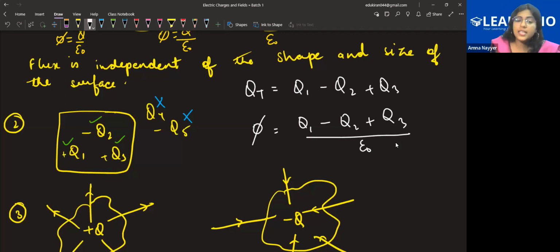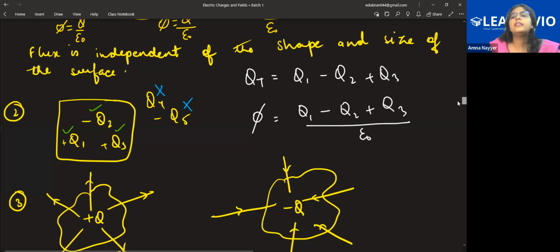Just see all the charges that are included within the closed surface area. Do not include any charge which is present anywhere else. Just include these charges, because you cannot change the law. The law has a particular statement, and that statement has to be obeyed. If the statement says total charge enclosed, then you will be considering the total charges which are enclosed within the surfaces. Easy.